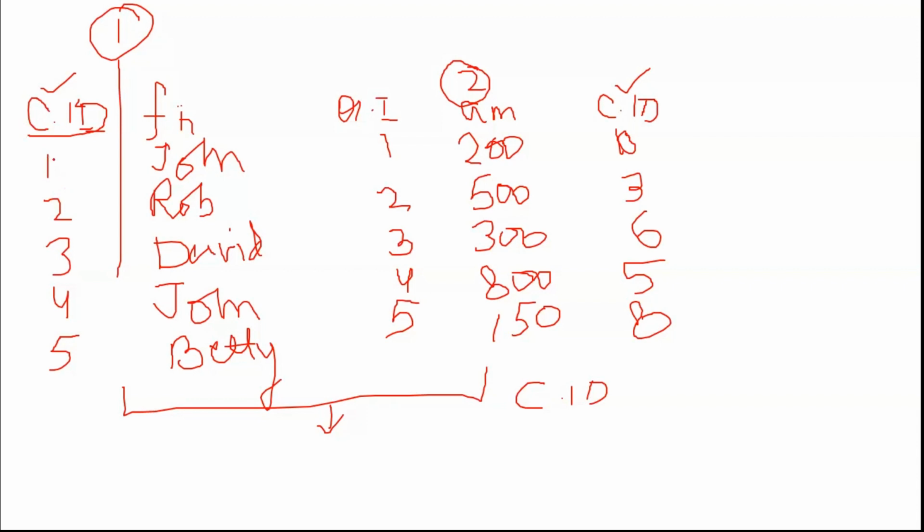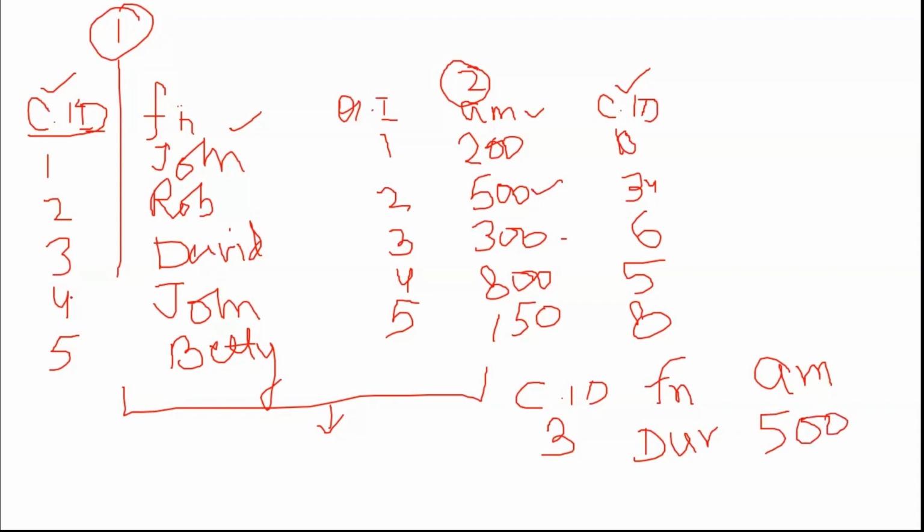So here we will look, is 1 available? No. 2 available? No. 3 available? Yes, 3 is available. So one common ID we found, that is 3. We will take the first name and the amount, because we have amount in it and customer name here. So 3, that is David. And what is the amount for David? That is 500.